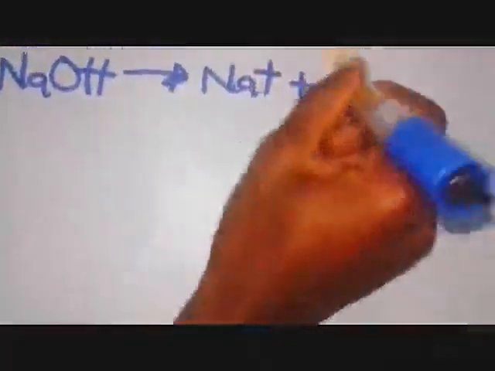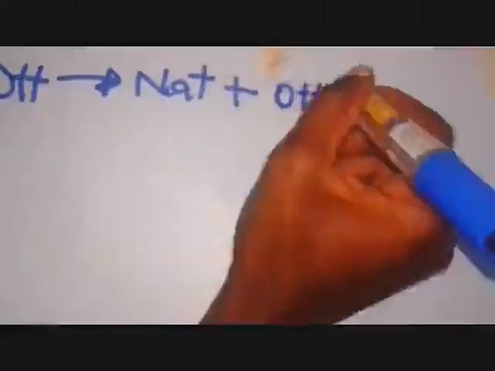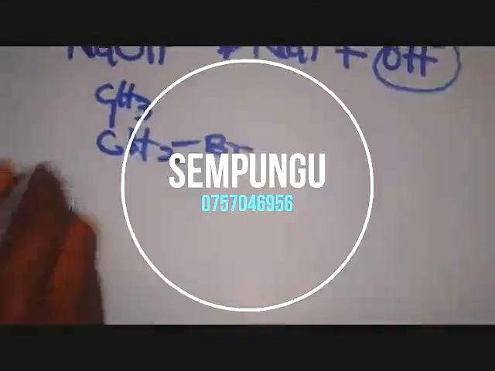Now in our mechanism here, we have our sodium hydroxide breaking down to form like that. Then from there we have our CH2, then we have our Br, then we have our CH3 here. And what happened is the hydroxyl ion, now with a lot of electron crowd, is going to attack this one.